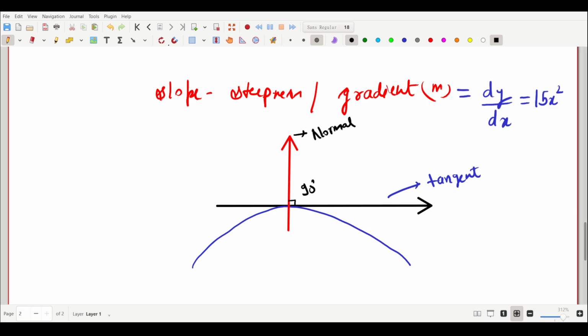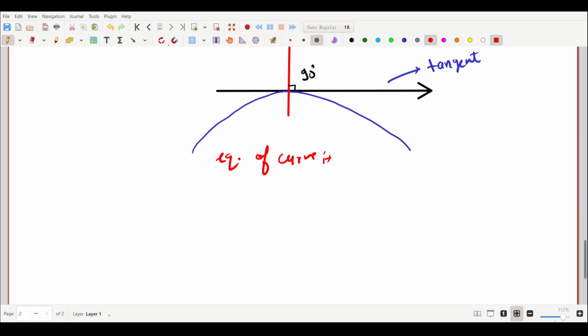The concept here is how to find the equation of this line, because normal is also a line, tangent is also a line. So how to find the equation of normal, how to find the equation of tangent? When the equation of curve is given, the blue line equation is given, or the point of contact is given, this particular point where the tangent is made over the curve. For example, hypothetically, this point is 1 comma 2, and the equation of the curve is y equals 4x square plus 1.